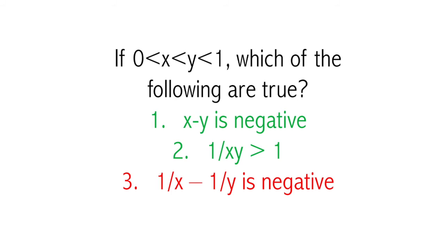Now 1 by x minus 1 by y. We know x is smaller than y, therefore the number x will fit more times in 1 than y. Therefore the expression 1 by x will always be larger than 1 by y, and therefore it has to be positive.